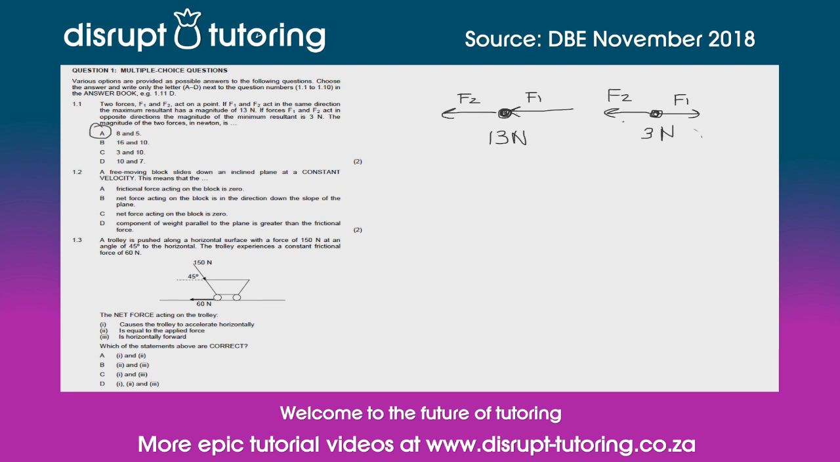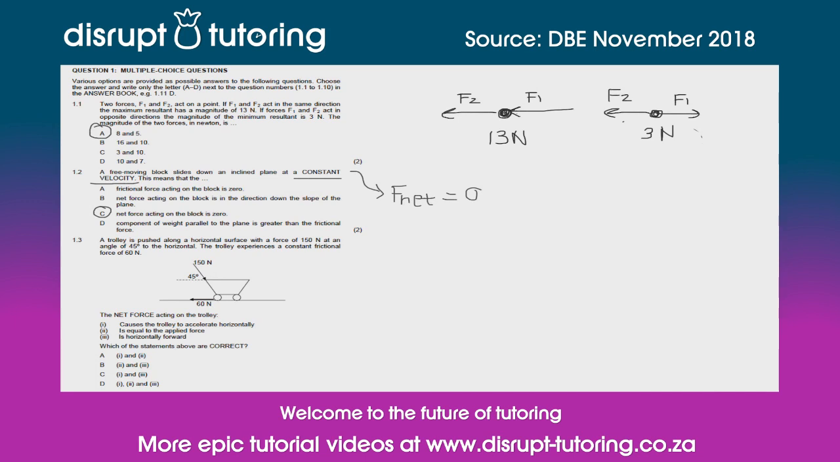Okay, number 2 says, a free-moving block slides down an inclined plane at a constant velocity. This means that, okay, it's either the frictional force acting on the block is 0, the net force acting on the block is in the direction down the slope of the plane, the net force acting on the block is 0, or the component of weight parallel to the plane is greater than the frictional force. Now, the problem with A, B, and D is that they all imply that there's some sort of resultant force. But we know that if it's traveling at a constant velocity, then F resultant, or F net, is equal to 0. So that makes C the answer.